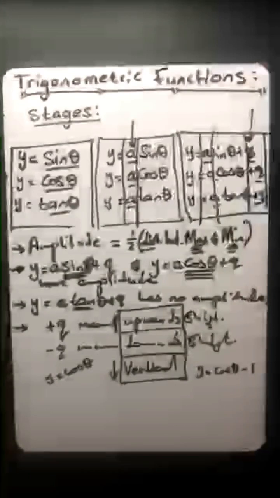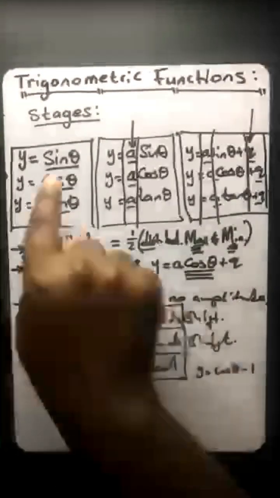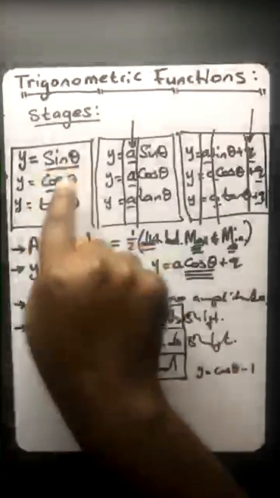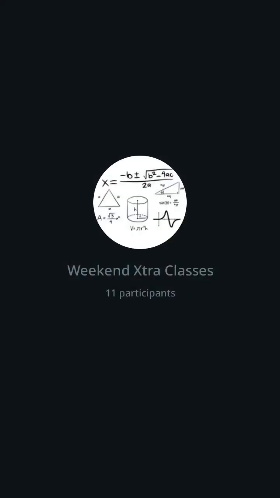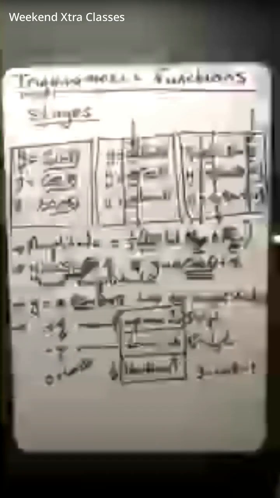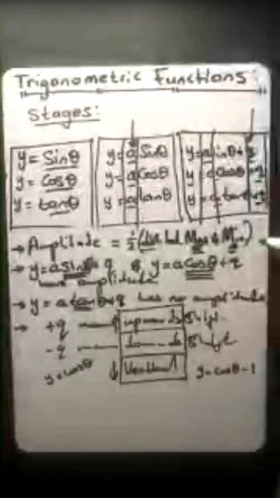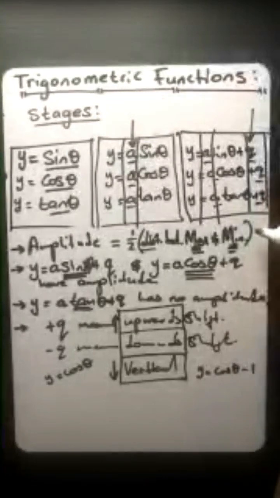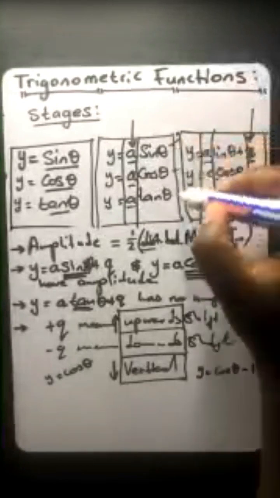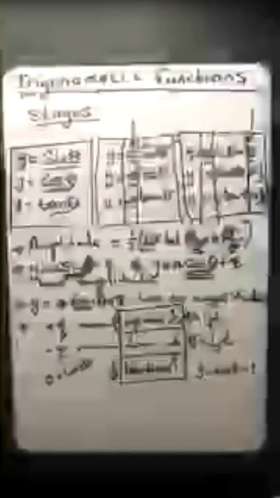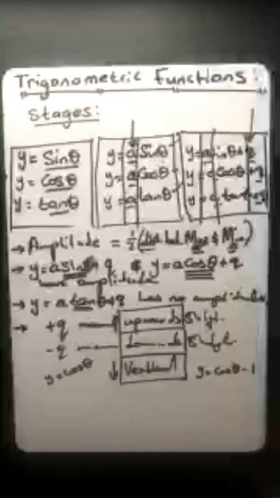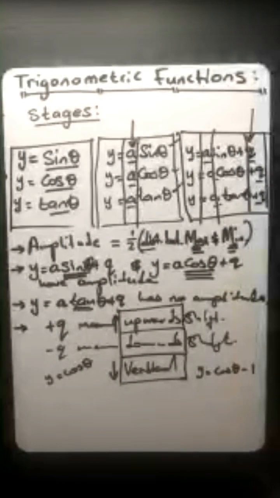Most importantly, it's the sine, cos, and tan functions which can shift vertically. Meaning all these functions have the potential to shift up and down. It's not only sine and cos, even tan can shift up and down. I hope that part makes some sense.